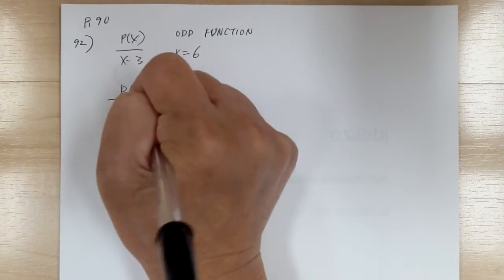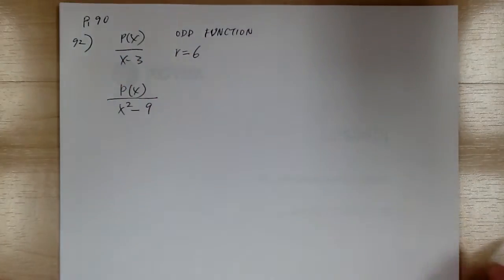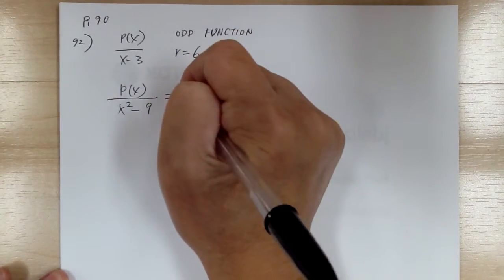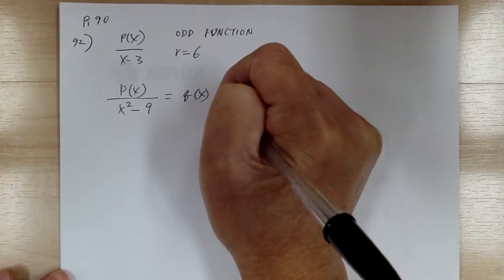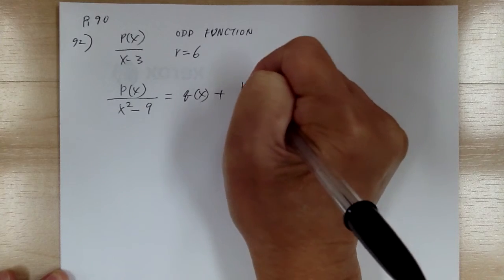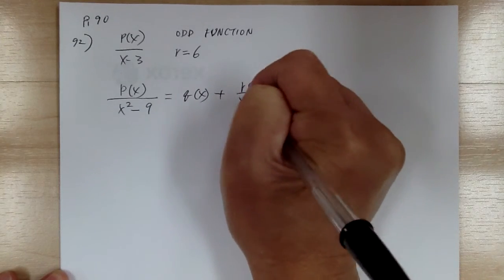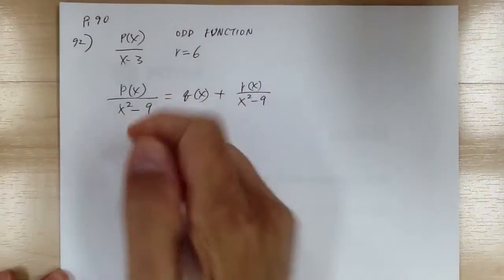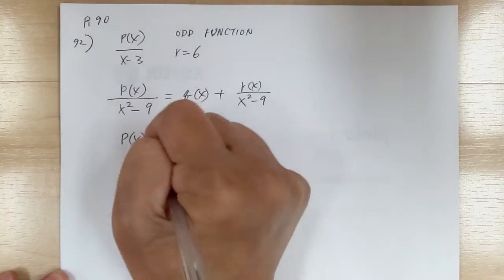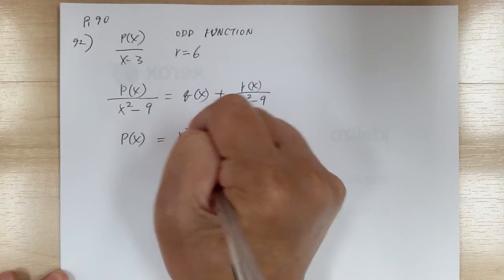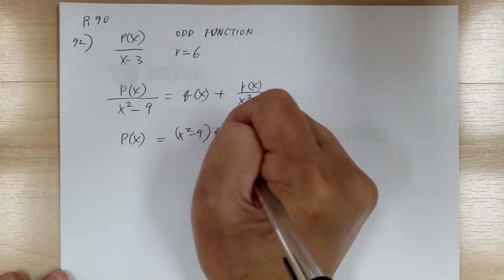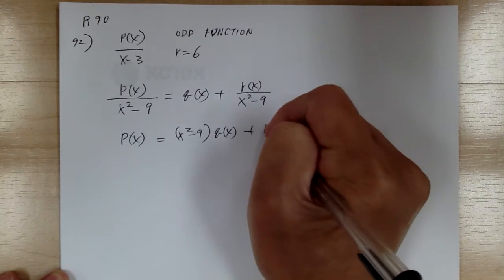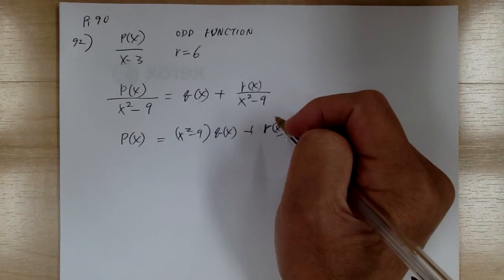What is the remainder when p of x is divided by x squared minus 9? Okay, so first let's write this out. When you divide the polynomial, this will give you the quotient q of x plus r of x over x squared minus 9. If you multiply, you get p of x equal to x squared minus 9 times q of x plus r of x.